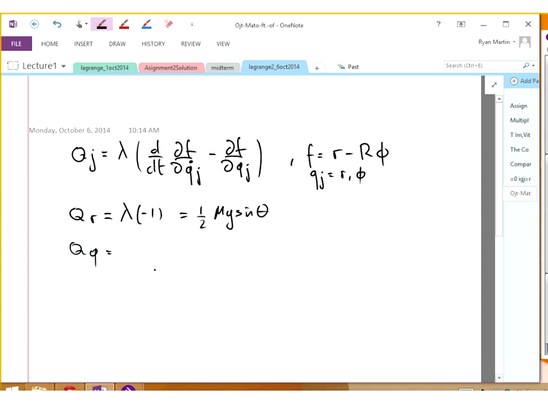And Q phi, if we wanted to calculate it, would be equal to lambda times R, right? The partial derivative with respect to phi of f is just R, and I have to do minus of that. And so we get minus a half mg sine theta R. So Q phi is equal to the torque.